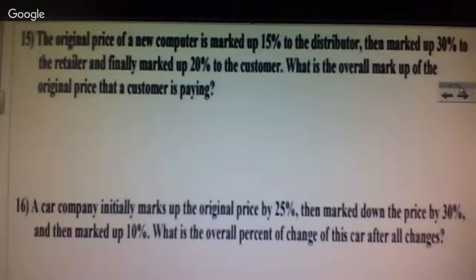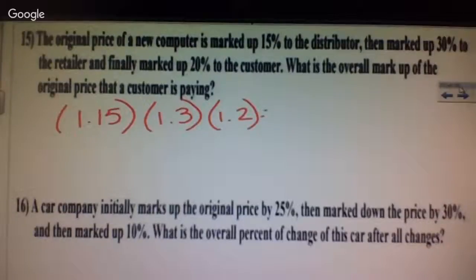Okay. The original price for a new computer is being marked up 15%. What does that look like? 1.15. Then we're marking up again 30%. 1.3. And then we're finally marking up 20%. 1.2.